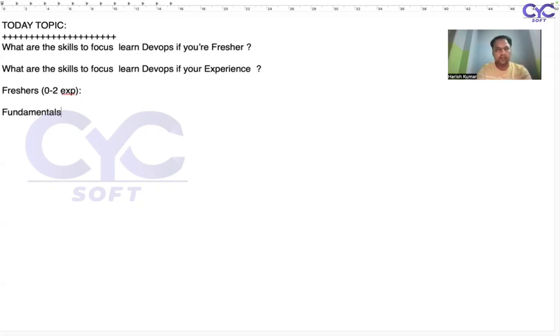fundamentals of skills in the automation side. I can prefer, the first one is Linux administration. Next, the second one is networking.